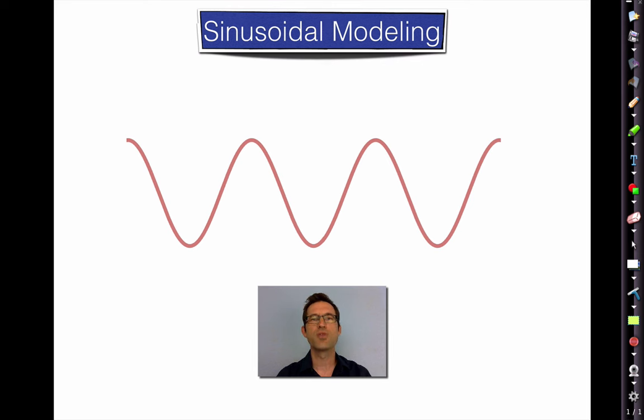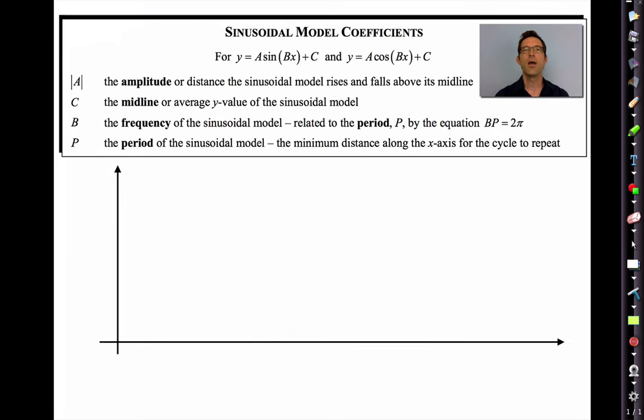So let's take a moment to review what we've seen so far. There's a bunch of different coefficients or parameters in sinusoidal models. There's your A, your B, and your C. The absolute value of A is the amplitude, C is the midline, B is known as the frequency, and P is the period.